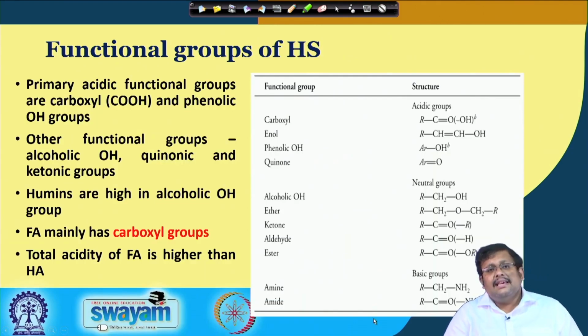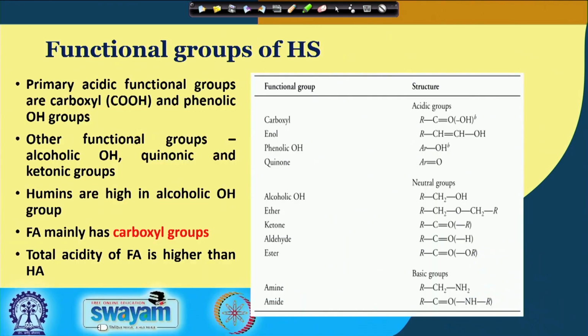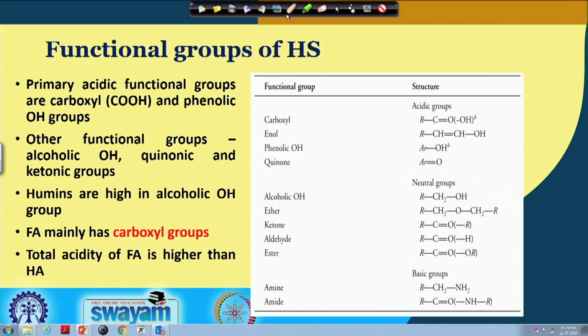So, let us see the functional groups of humic substances. A couple of slides back I showed you the complex structure of organic humic substances and 3 or 4 major groups which are present in the humic compound. Now, in this slide we are going to discuss all the different types of functional groups which are present in the humic substances. So, the primary acidic functional groups are carboxyl groups and phenolic OH groups.